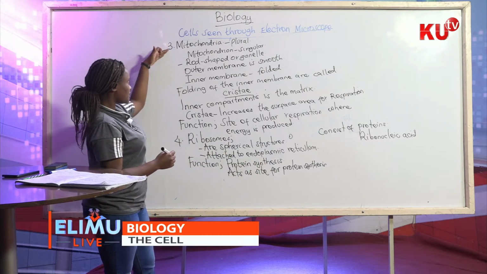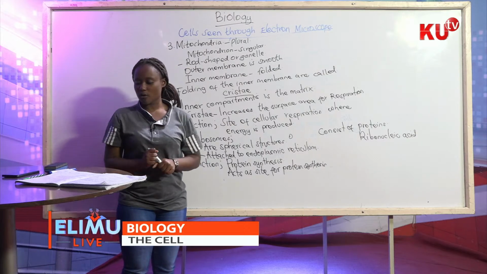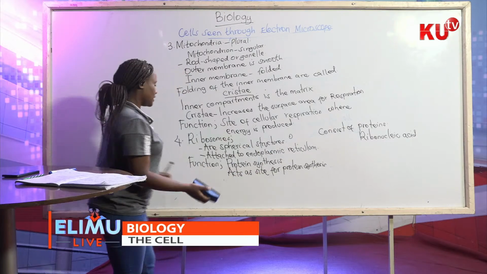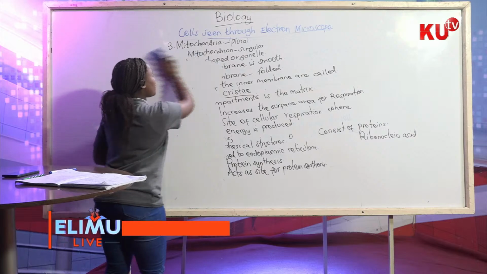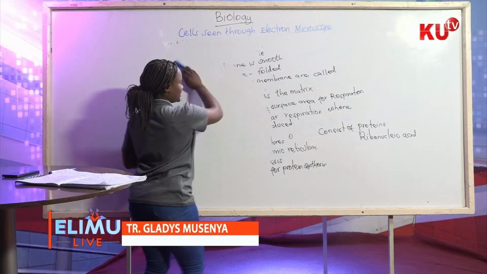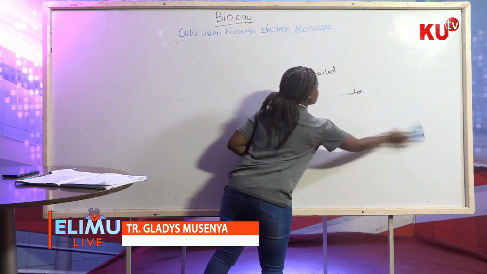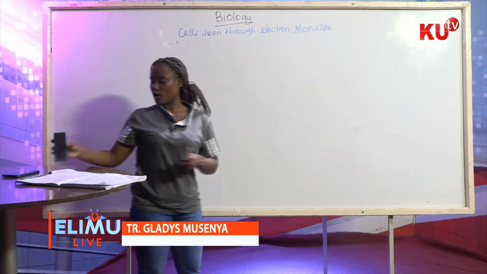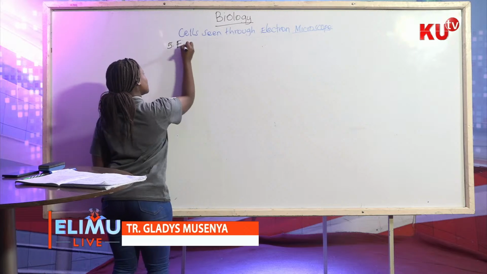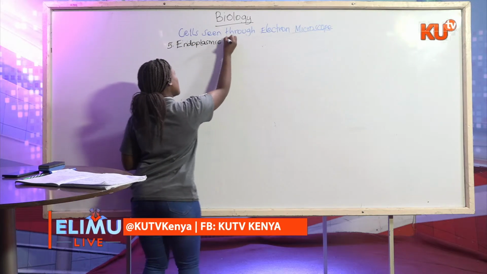So the third one we had mitochondria, the fourth one we have ribosomes. Now we go to our fifth organelle, the endoplasmic reticulum.